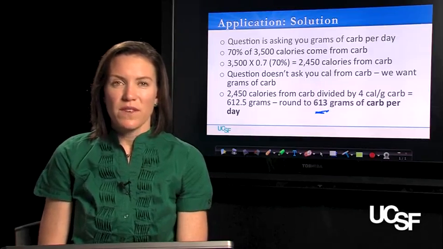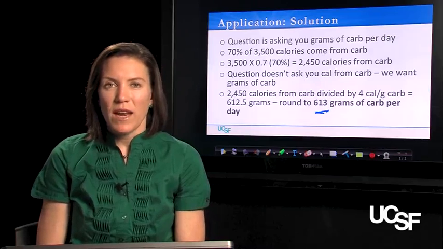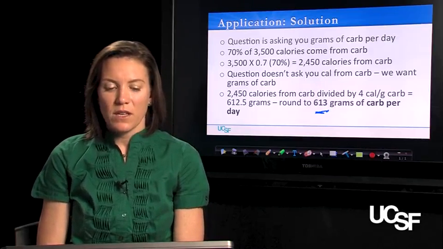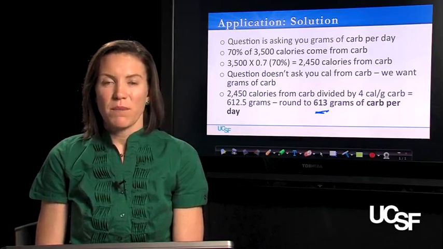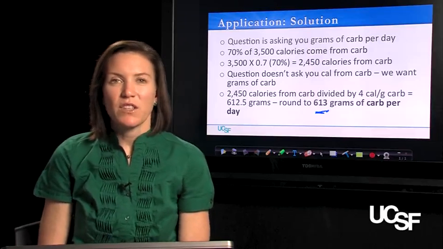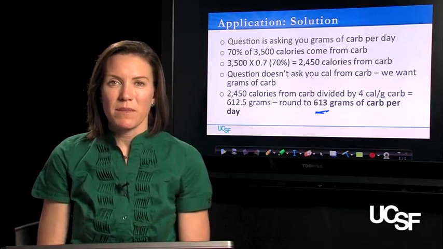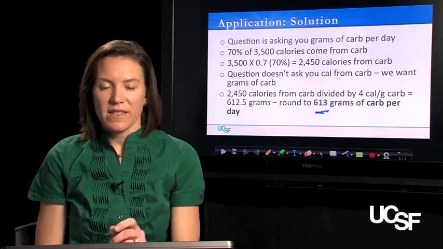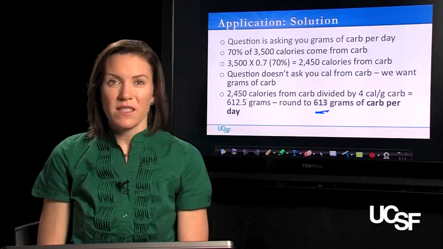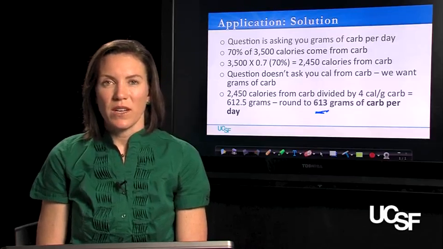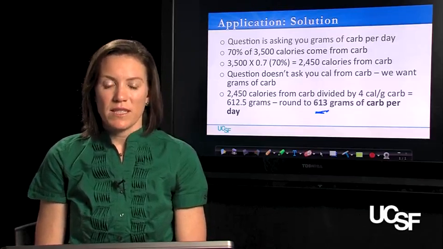So if you got 2,450 calories from carb, and you know that every gram of carb has 4 calories, you divide 2,450 by 4 to come up with the answer that's roughly 613 grams of carb. Now you know at a bare minimum he needs 130, but as an elite athlete, he's certainly up in the 600 range, needs a lot more carbohydrate than you would for the bare minimum to sustain life.